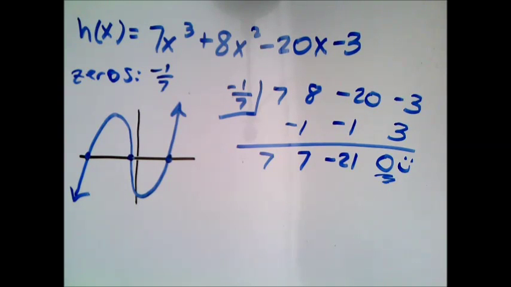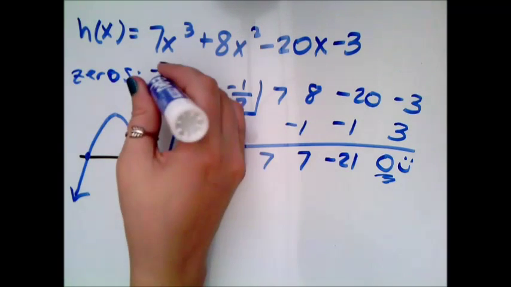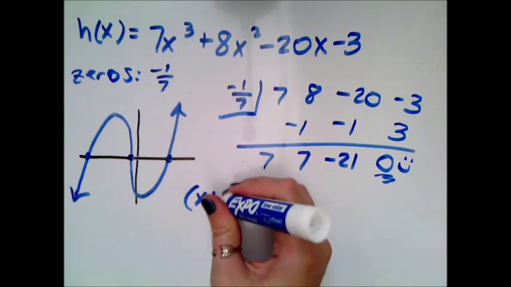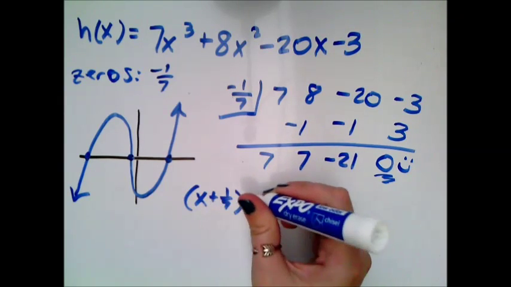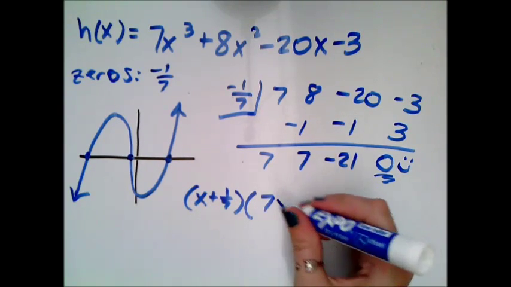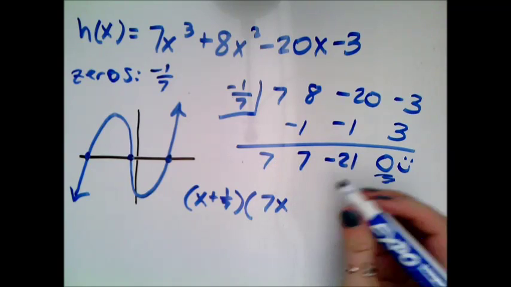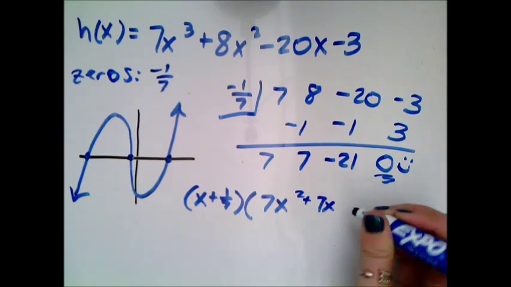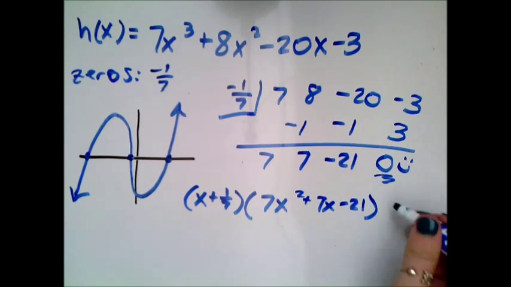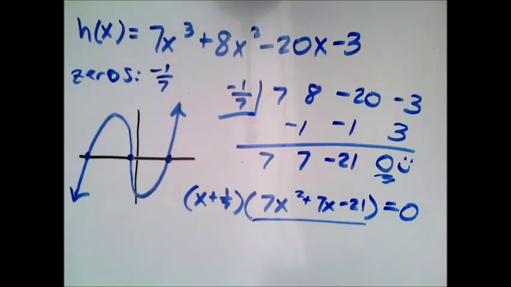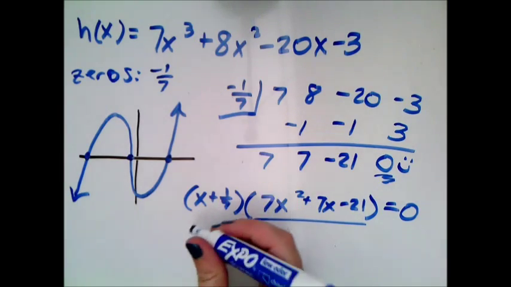All right, so why is that useful? Because now I know that if this is a zero, then x plus 1/7 would be a factor. And then I'm left with 7x squared plus 7x minus 21. And I can try to see if I can do anything with that. First thing I noticed about this, regardless of whether or not it's going to factor, it has a 7, and so I can pull a 7 out as the greatest common factor.